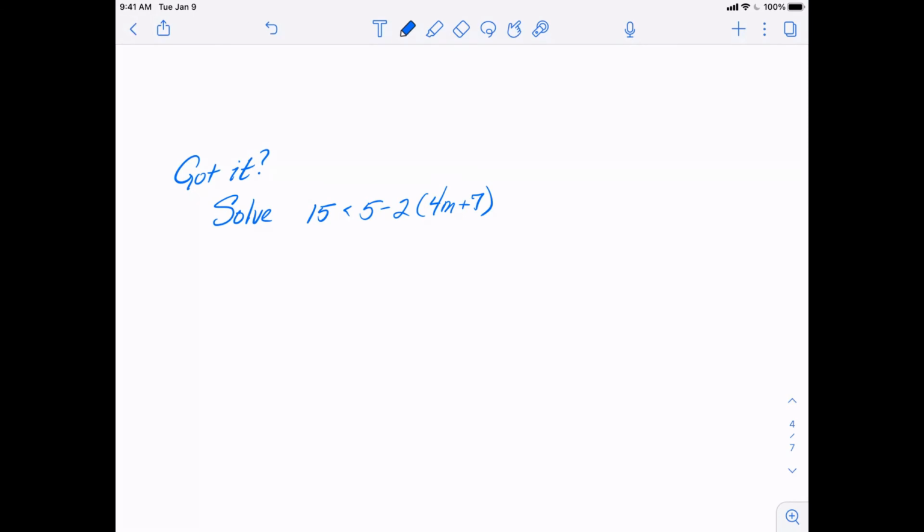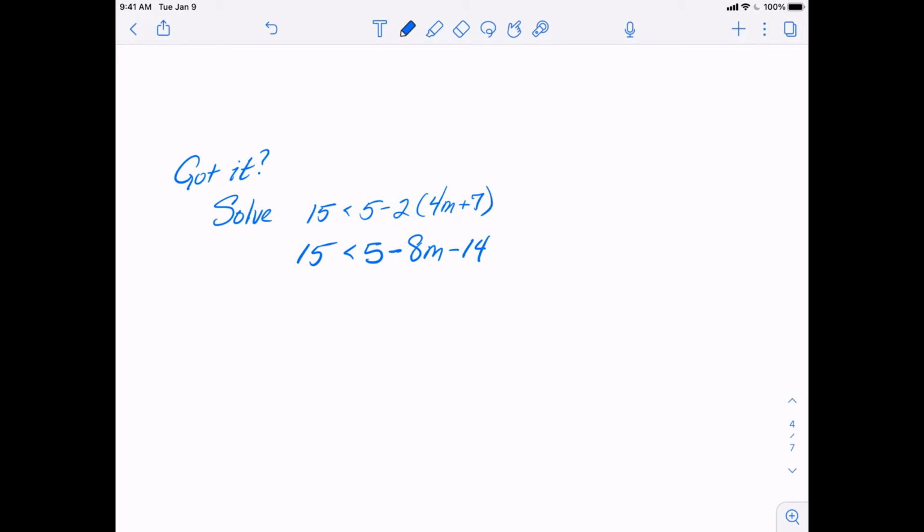Now try this got it problem, and afterwards, after you stop the video, then restart it, and I'll show you the solution. So the solution to this would be 15 is less than 5, and then minus 2 times 4m, which is 8m, and minus 2 times 7, that's minus 14.